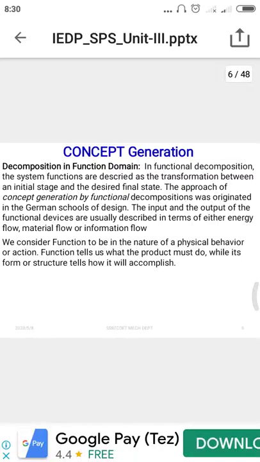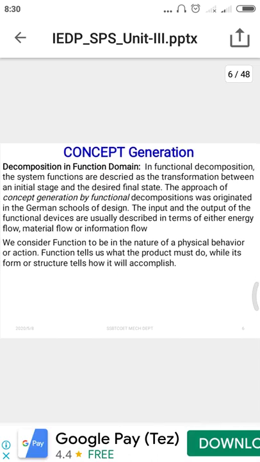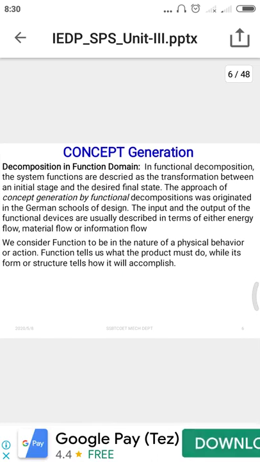Myself, Dia Tade. Today we will see decomposition in function domain. In functional decomposition, the system functions are described as the transformation between an initial stage and the desired final state. The approach of concept generation by functional decomposition originated in the German School of Design.